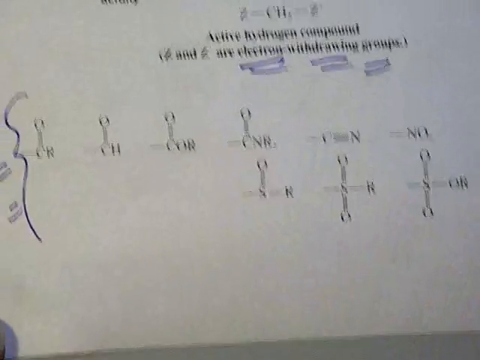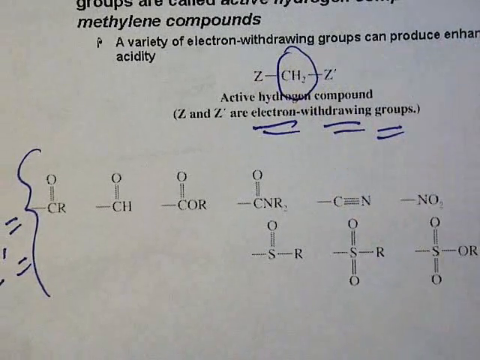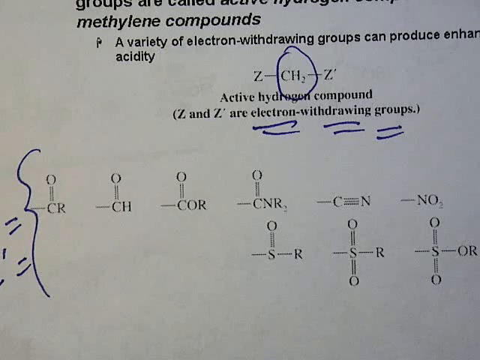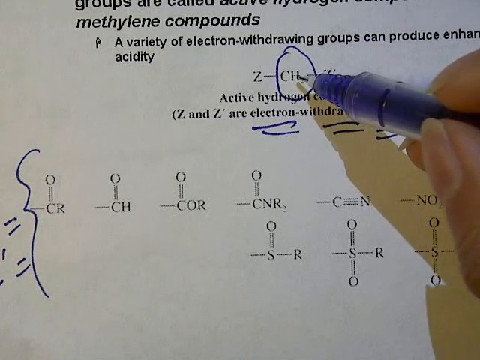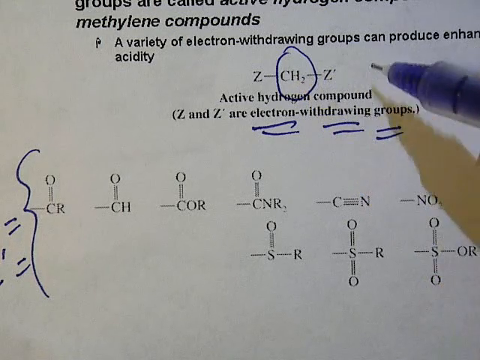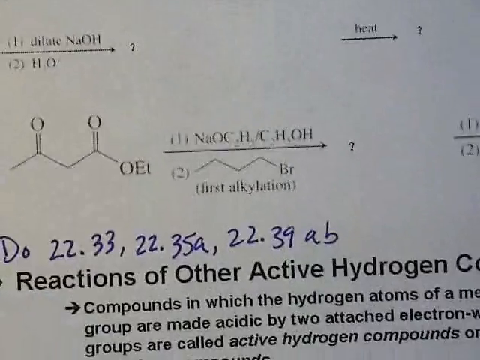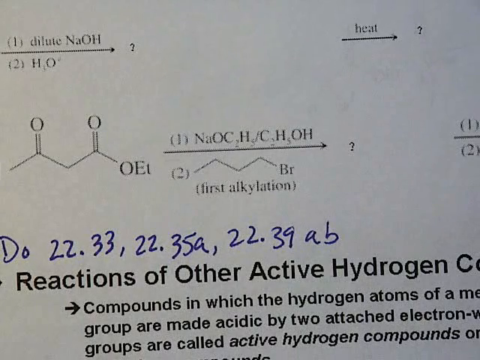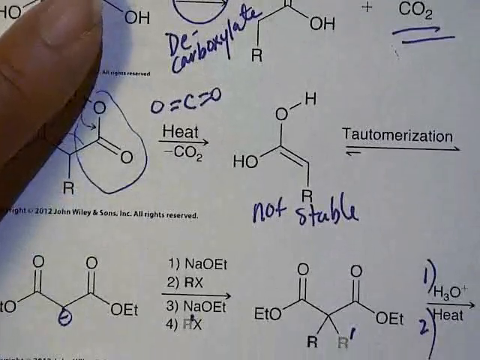So all these things, when directly attached to the carbon, and if you have two of those, it's going to make this carbon very, very prone to removing the proton. It'll be easy to use any kind of base to deprotonate and form the enolate. And then you could do the alkylation reactions as shown above, and then make a carbon-carbon bond. So this is a very useful, versatile type of reaction.